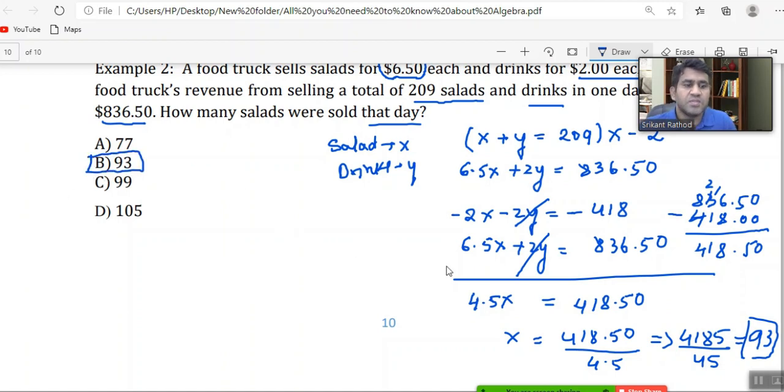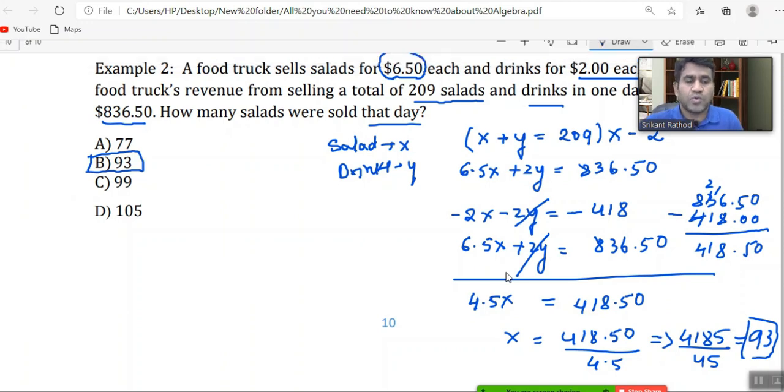All right, so this is how you may expect a question based on simplifying a system of equations, and they may also expect you to find the value of a particular variable, like x or y, something like that.